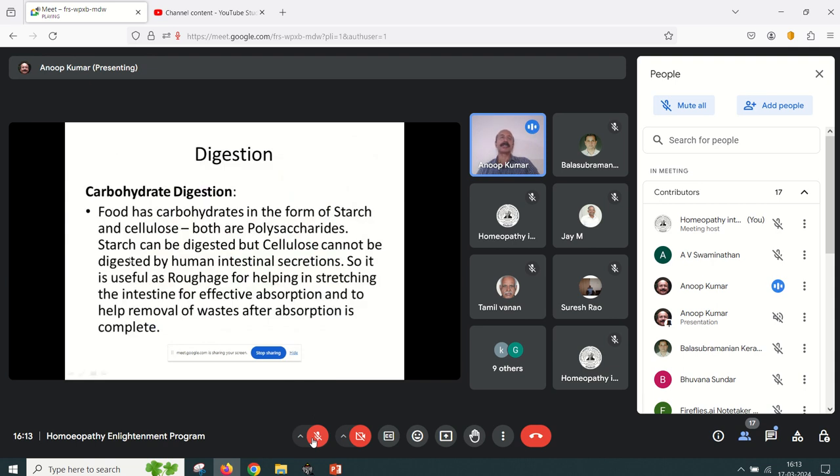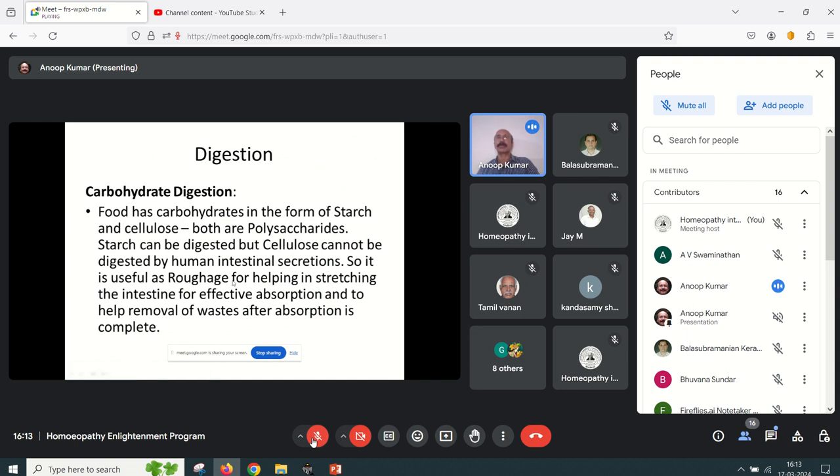Carbohydrate digestion, we will see what that is. Food has carbohydrates in the form of starch and cellulose. Both are polysaccharides. Starch can be digested easily, but cellulose cannot be digested by the human intestinal secretions. Cellulose is again a polysaccharide, but it is too complex for the digestive enzymes to break down. So it will be useful as roughage.